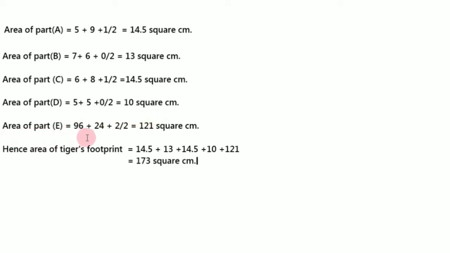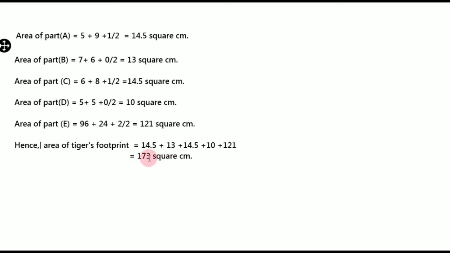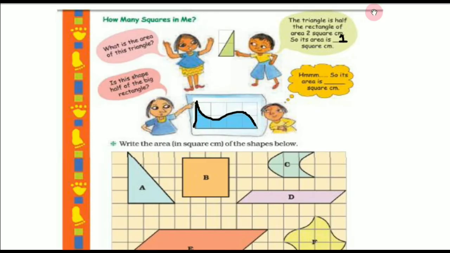Then the area of part E is equal to a total of 96 complete squares, 24 more than half filled squares, and 2 half filled squares. Half filled squares, so divide by 2. 2 divided by 2 is equal to 1. So 96 plus 24 is equal to 120, plus 1 is equal to 121 square centimeter. Hence the area of the tiger's footprint is 14.5 plus 13 plus 14.5 plus 10 plus 121 is equal to 173 square centimeter. Now let's come to page number 40.